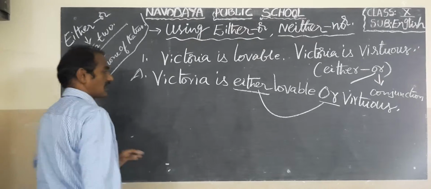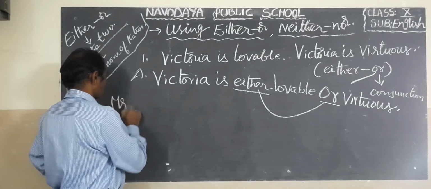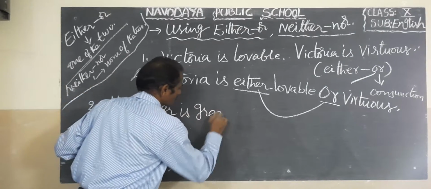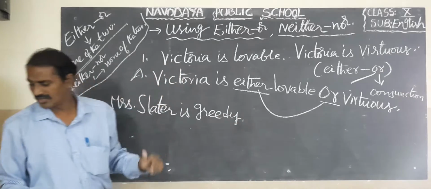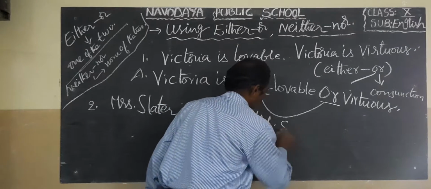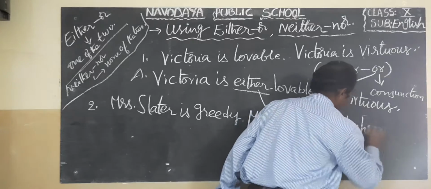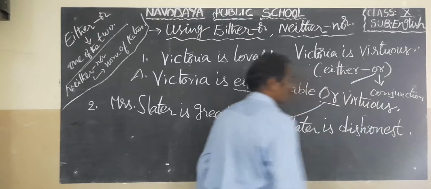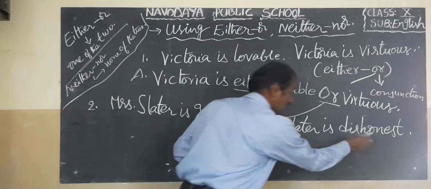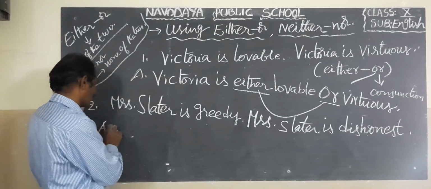Children, next, the second sentence. Mrs. Slater is greedy. Mrs. Slater is dishonest. Here also Mrs. Slater has two qualities. One is greedy, the second one is dishonest.